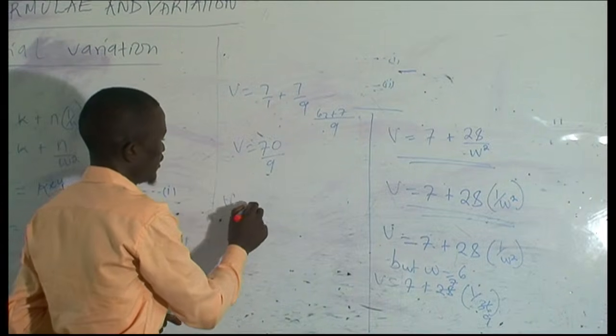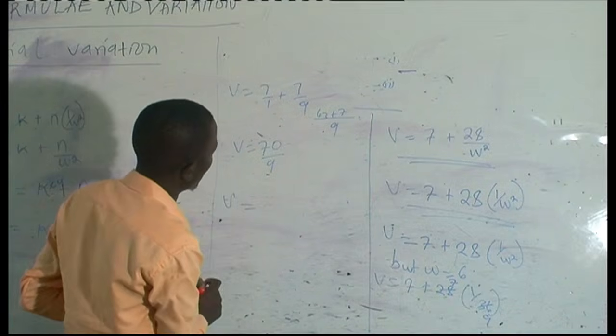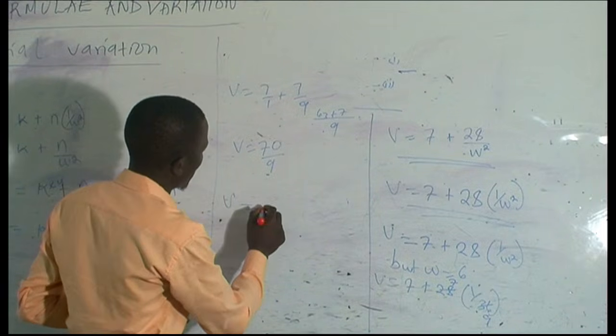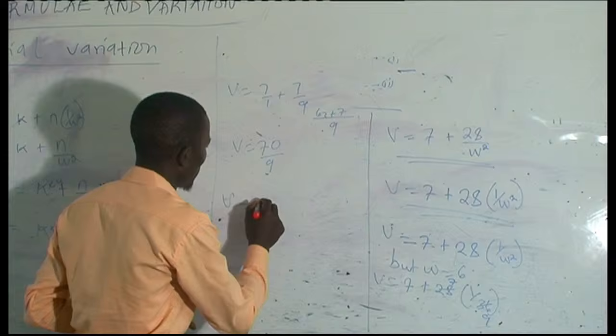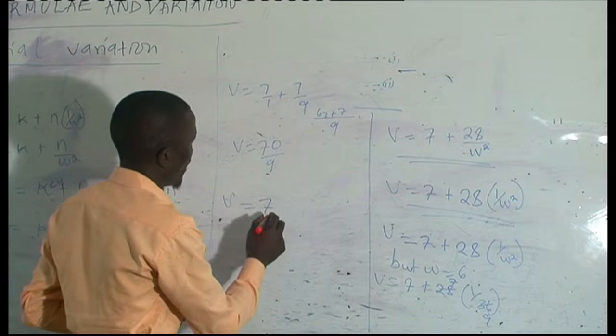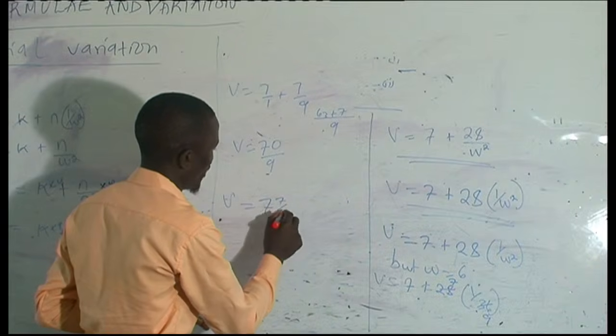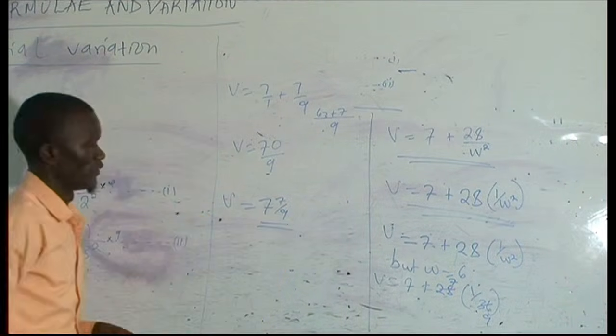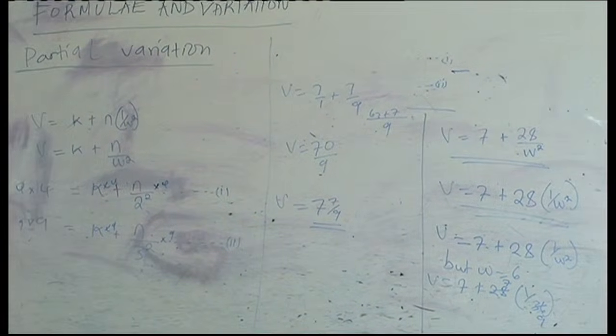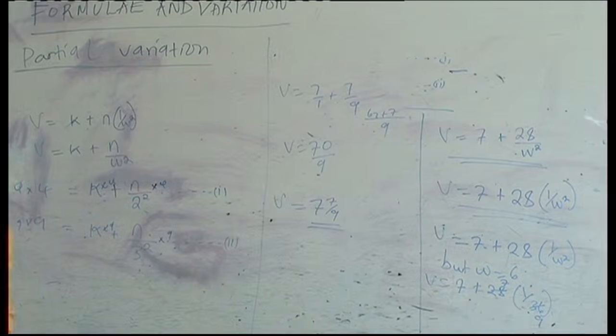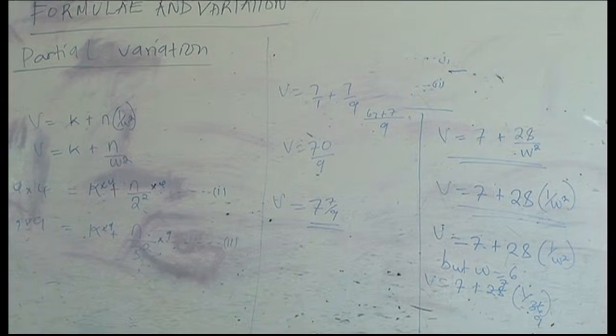So V is equal to 7 and 7 over 9. That shows your answer. So you can go through the workings and see wherever you have a problem. You can type in the comment section just so that we can repeat.